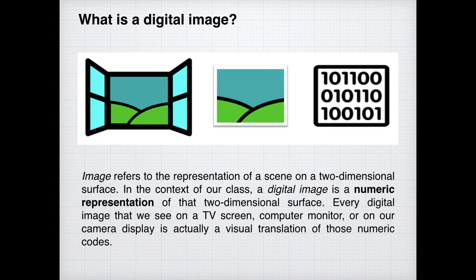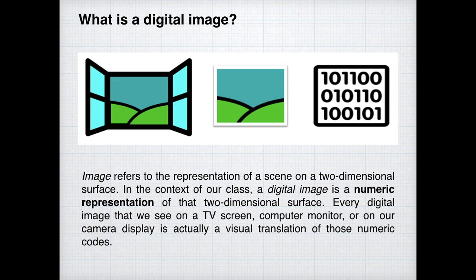Okay? So if we're thinking of an image itself, an image is a representation of a scene on a two-dimensional surface. This stretches back all the way to historical painting. The question and issue that artists and painters have been dealing with since the birth of an artistic medium is how do you represent a three-dimensional world on a two-dimensional surface.